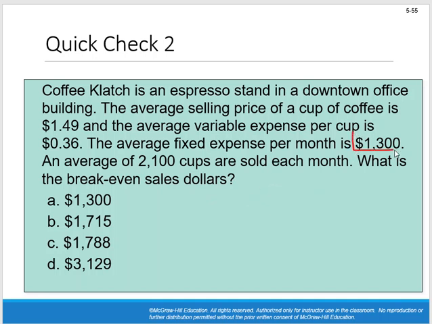So we've got our fixed, and I think you guys already know the CM per unit. And I think you previously computed your CM ratio. So go ahead and solve it how you see fit. Hit pause while you solve it.